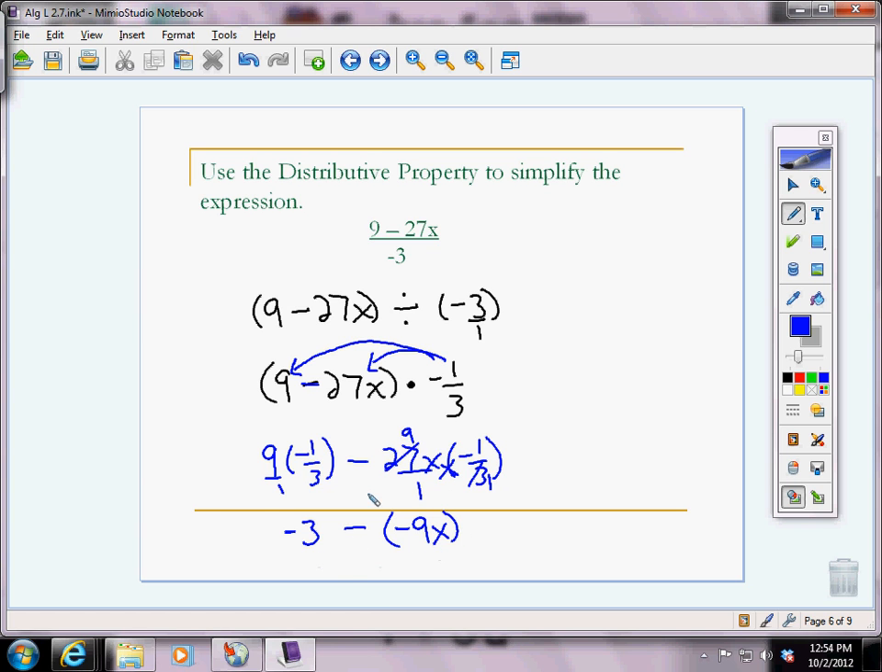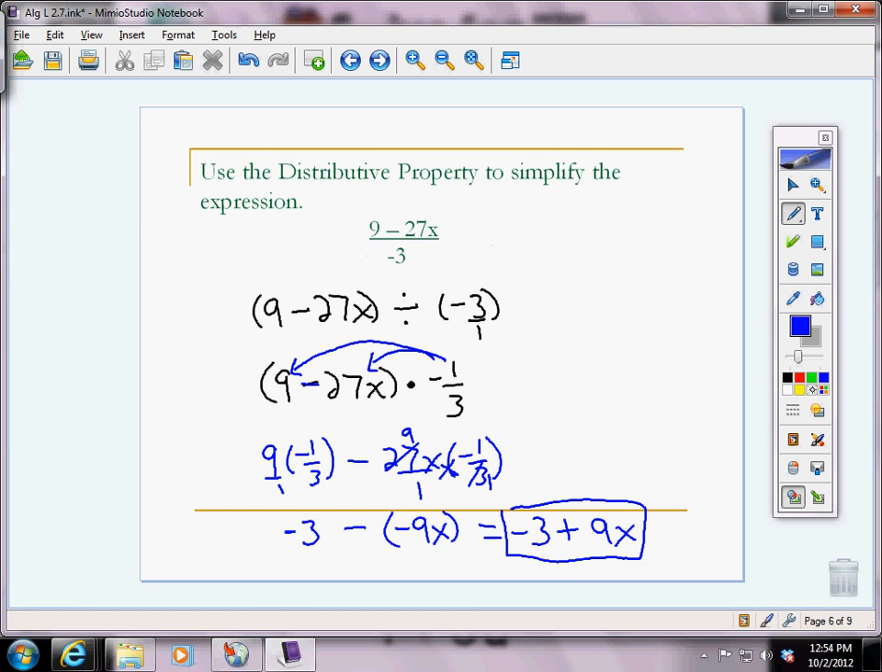Okay? We shouldn't leave problems like this though. We should always change them to addition whenever you have minus and negative. So if we go keep, we keep the negative 3, change the minus to a plus, change negative 9x to 9x. And we just made that quotient a lot easier to understand.